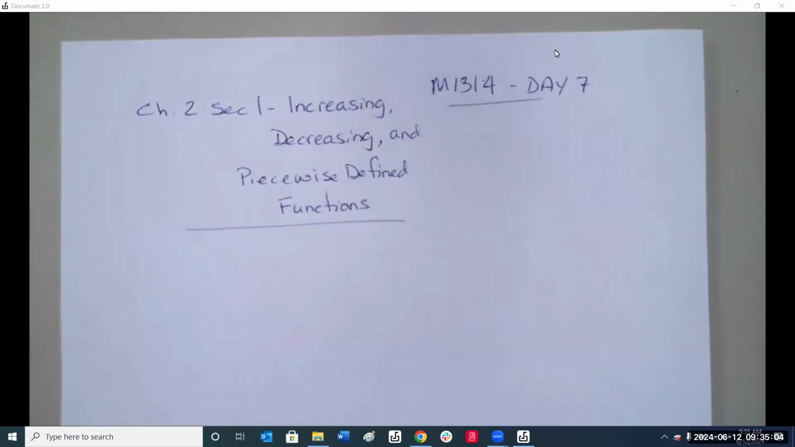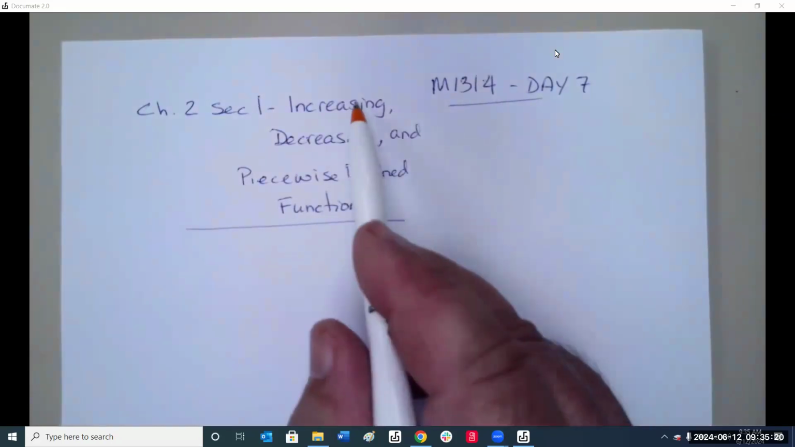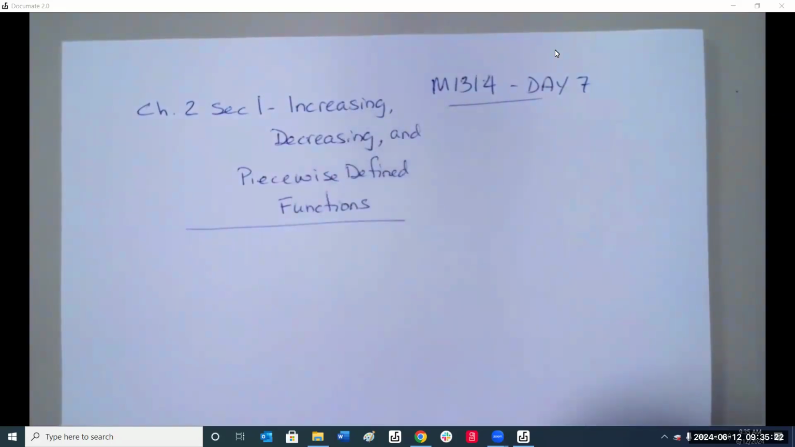The title of chapter 2 is called More on Functions. Because we were introduced to functions in chapter 1, now we're going to talk about all of them: the rules, properties, how we can use them, what they're used for, and everything. So this is the first one. We're going to talk about increasing, decreasing, and piecewise defined functions.